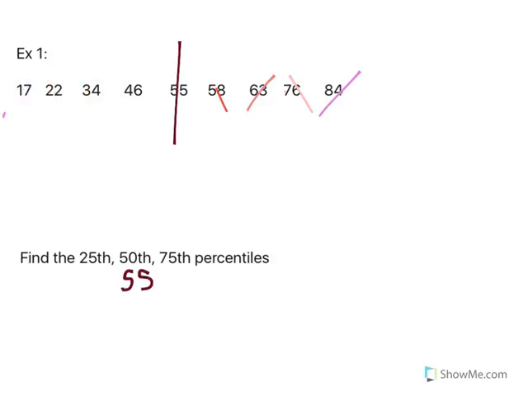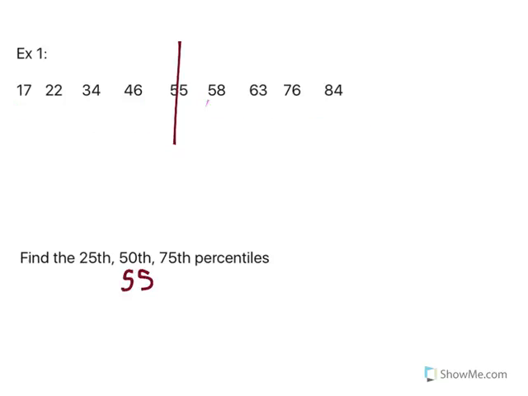Now, you'll notice when you do that, you now have 4 numbers in the front, 4 numbers in the back. Before you move on to the 25th and the 75th, make sure that you have an even number on each side. When I say even number, I mean they match. They don't have to be like 4 or 6, like they could be 5, but you have the same number of data points on each side of your median.